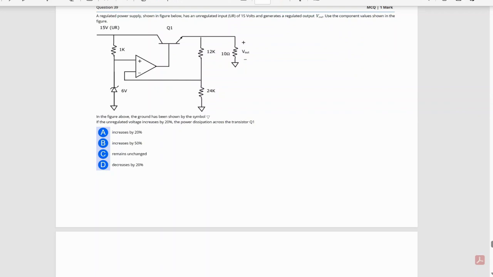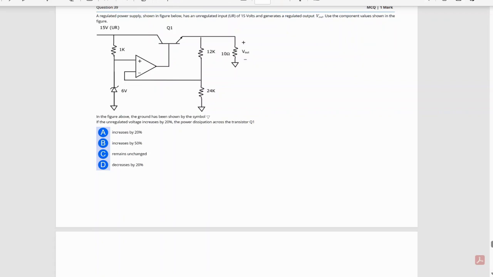In the figure above, the ground has been shown by a triangular symbol. If the unregulated voltage increases by 20%, the power dissipation across the transistor Q1 either increases, remains unchanged, or decreases. Let us find out what is the actual answer to this problem.